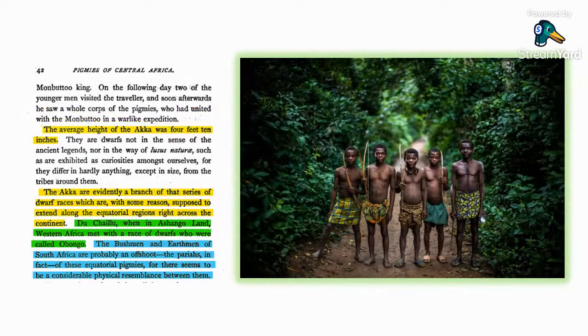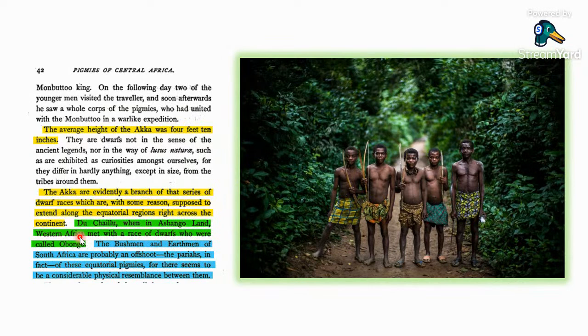It says the average height of the Akha was 4 feet, 4'10" inches, all right? So again, this is talking about these pygmies of West and Central Africa. We know that these are the native peoples to West and Central Africa. The Akha are evidently a branch of that series of dwarf races, which are, with some reason, supposed to extend along the equatorial regions right across the continent. Du Chaillu, when in Ashanago land, Western Africa, met a race of dwarfs who were called Obongo.